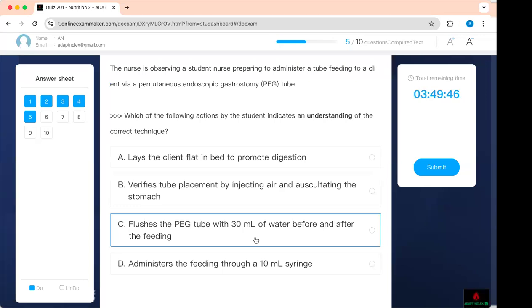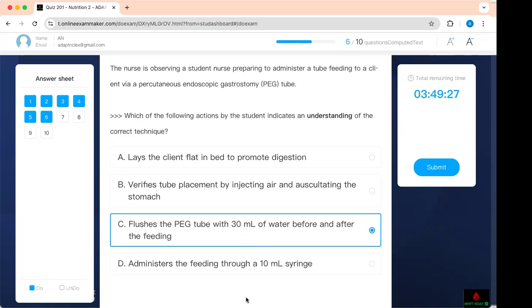It gives you false positives, false negatives, both, either way. But the best thing to do is to check a gastric pH. That will tell you that you are in the stomach. Flush the PEG tube with what? 30 ml of water before and after. That's a good thing. 30.